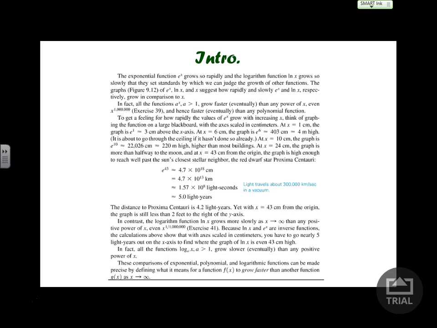What's more impressive to me, not how fast e to the x grows, but how long this blackboard is. That's random. Okay, the large blackboard that you're talking about? Yeah, I thought it'd be funny. Ha ha ha ha ha.